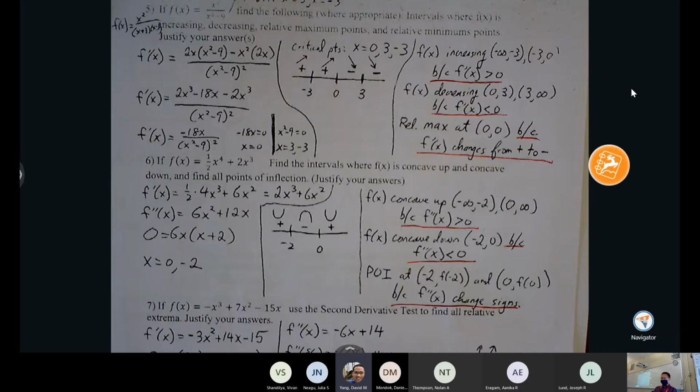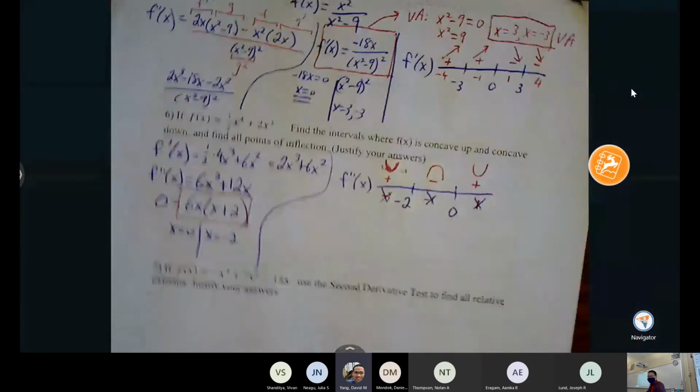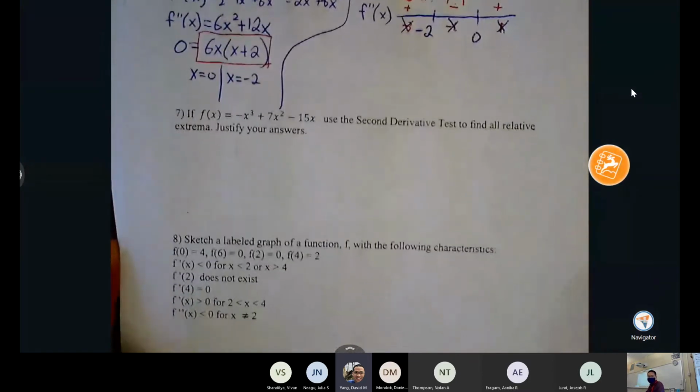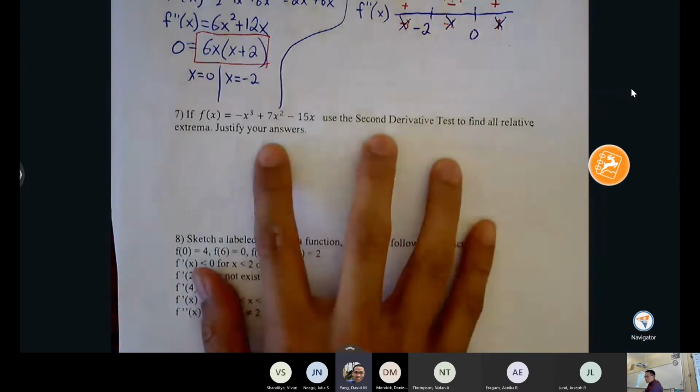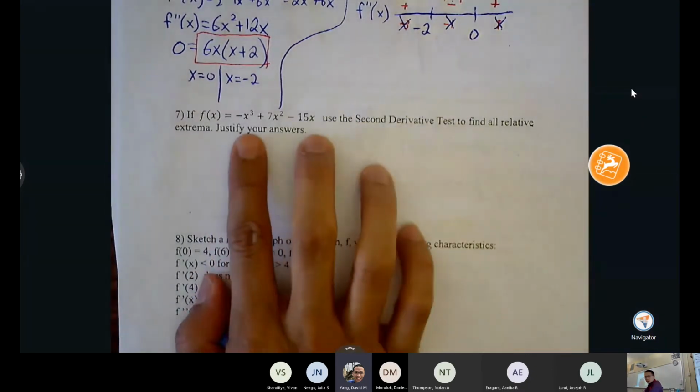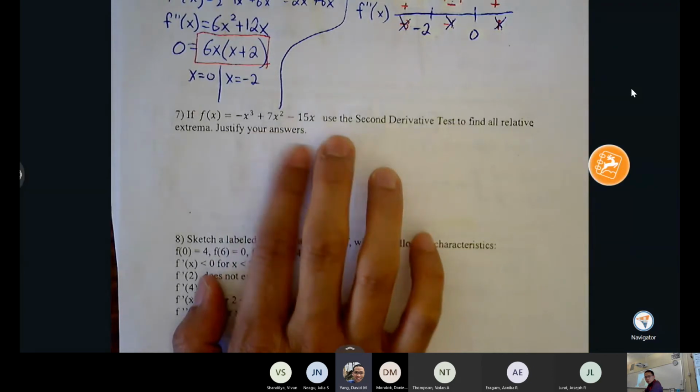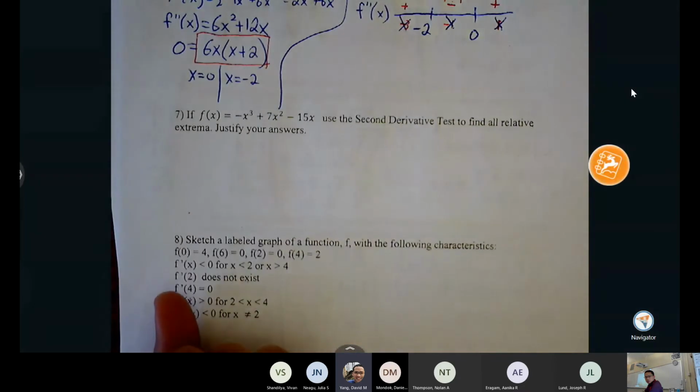Okay, number 7. Number 7 says, use the second derivative test to find relative max and relative min. So first thing is we're going to find f prime. And then we'll test those critical points with the second derivative function.